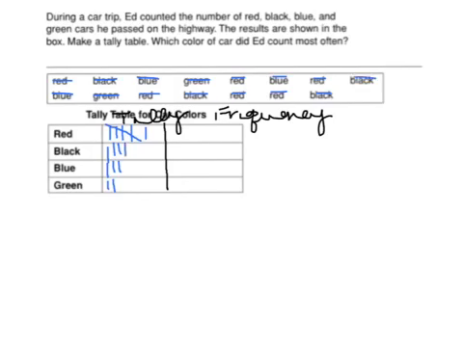So now let's go ahead and count this up. So on the reds, we've got 5 plus another one, so we've got 6. For black, we've got 4 cars, blue, we've got 3 cars, and green, we've got 2 cars. So that is our frequency table. And the question asked, which color of car did Ed count most often? That would be the red car.